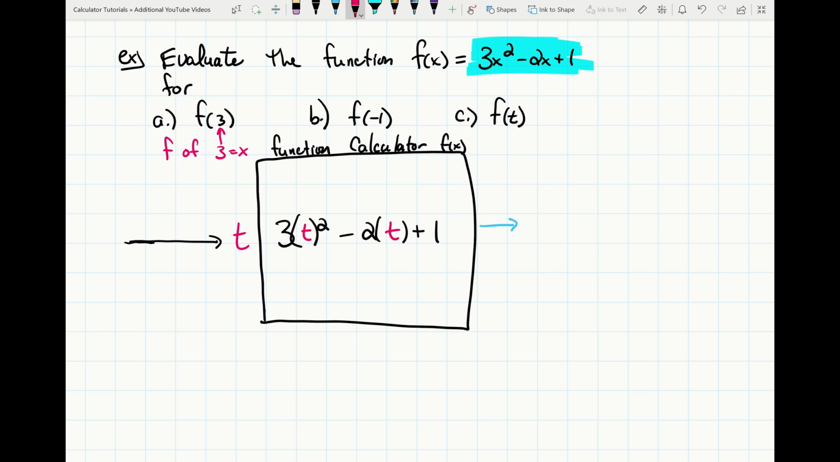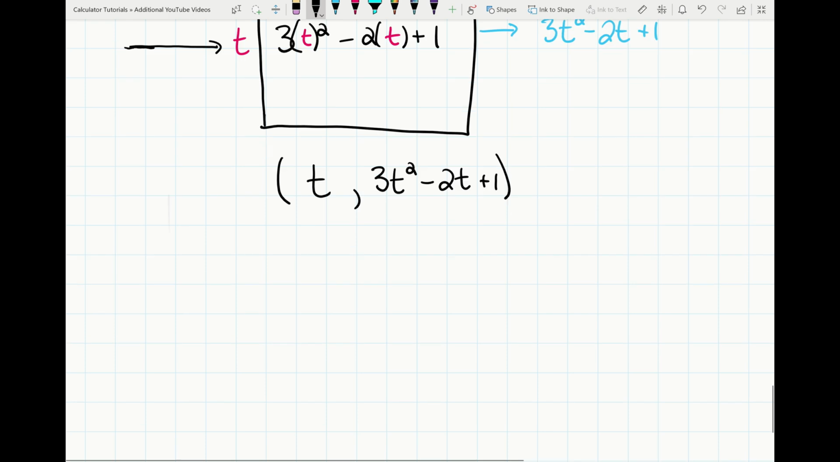All it's going to output, and I'll write it in blue, is 3t to the second minus 2t plus 1. And our ordered pair is going to be t, comma, 3t to the second minus 2t plus 1. That's all it can do for us. All right? So if you can just understand this little example here, you can evaluate any function that you want. All right? So let's try another one here.